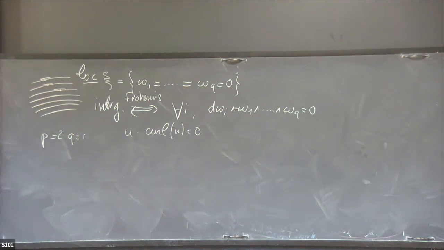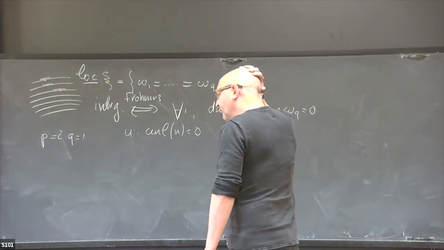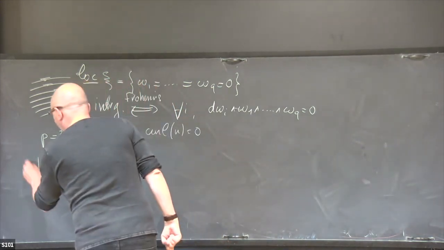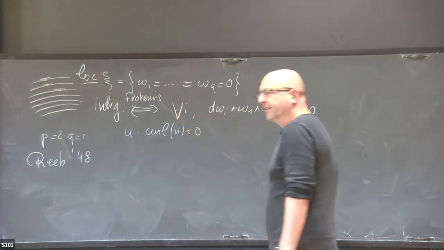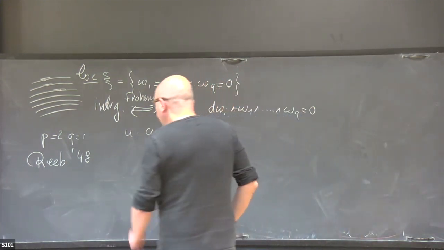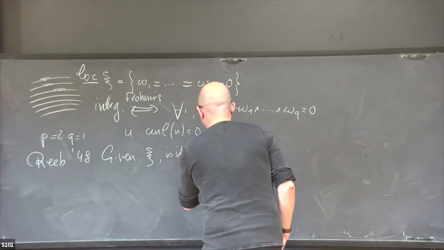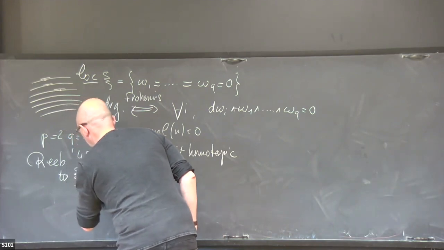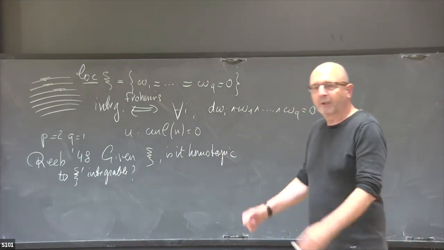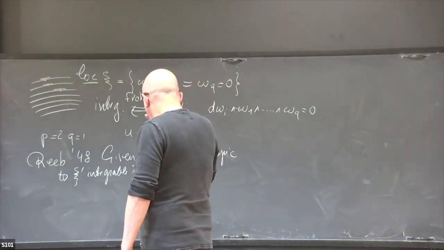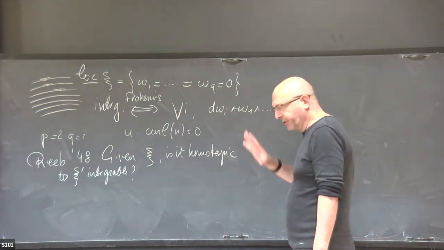Generically, a plane field is not integrable. It is closed with an empty interior. So the right question, which appeared rather early in Reeb's thesis, was: given a plane field, is it homotopic to an integrable one? Is there a one-parameter family of p-plane fields going to an integrable one? This is what is called the theory of foliations. It's a study of this question.